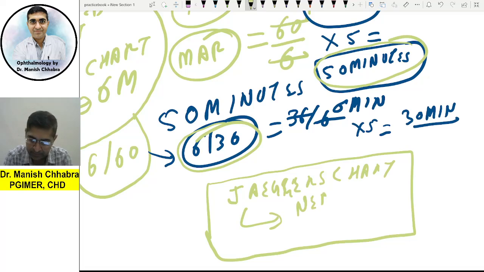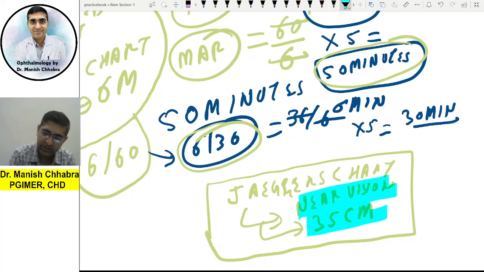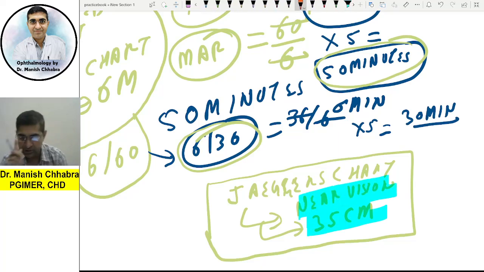It is a near vision chart and it is read from a distance of 35 centimeter. This is your previous year question. It is read from a distance of 35 centimeter. Jaeger's chart is used for near vision. This is your previous year question.